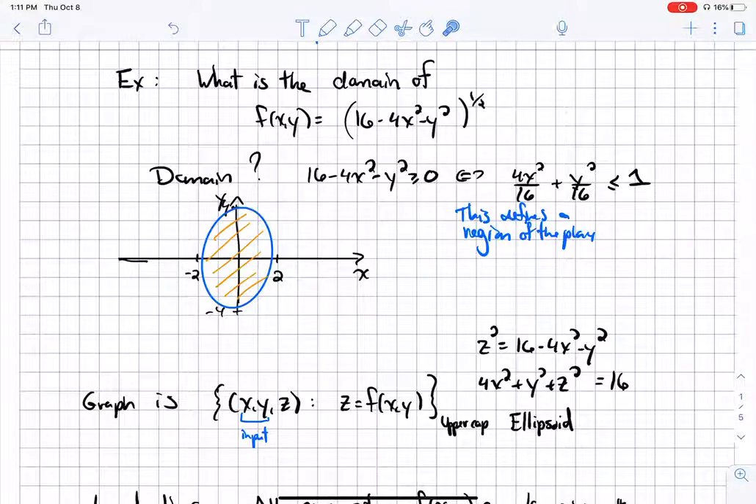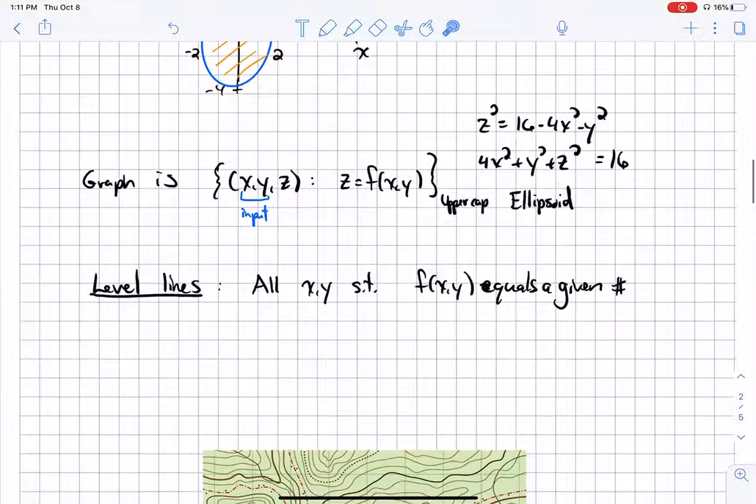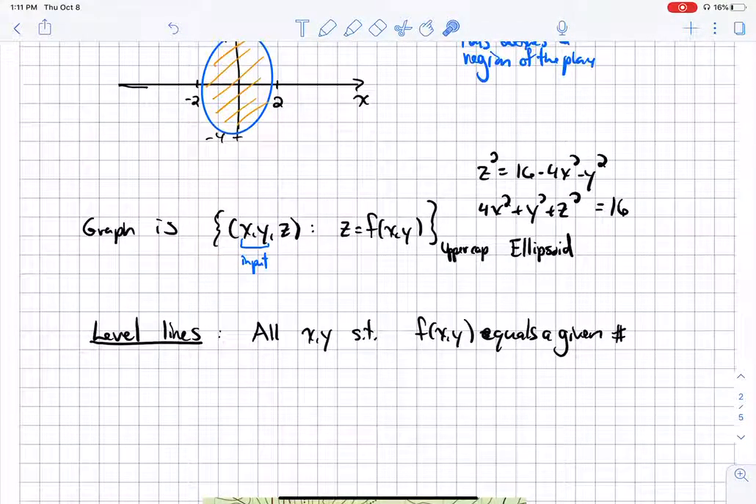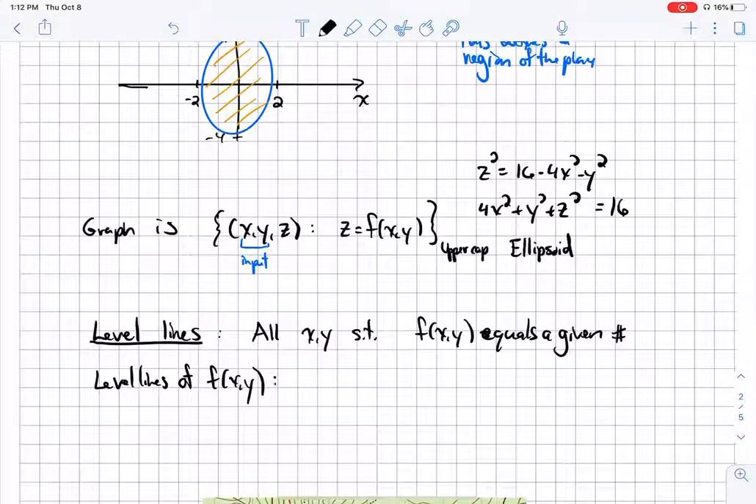But in general, to get a sense of a graph in 3D, what you can do is level lines. And by the way, this also works in higher dimension. Okay, so you would look not at level lines, but level shells. Okay, so what are level lines? Well, it's all x, y such that the function equals a given number. Okay, so for example, the level lines of my function here would be, so now there's infinitely many level lines, so you just choose the levels.